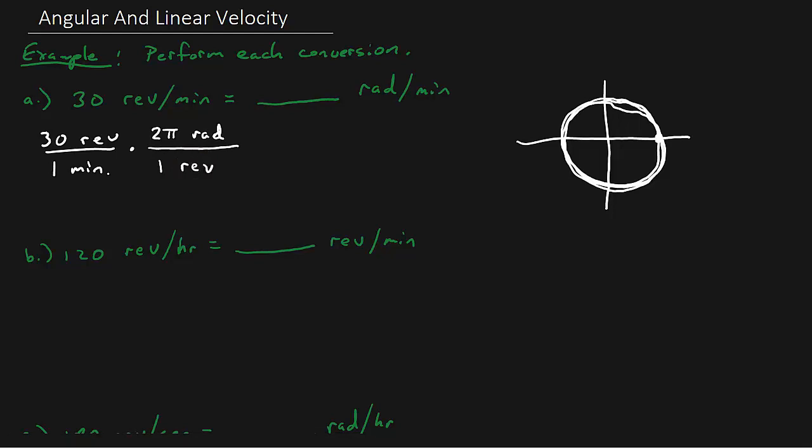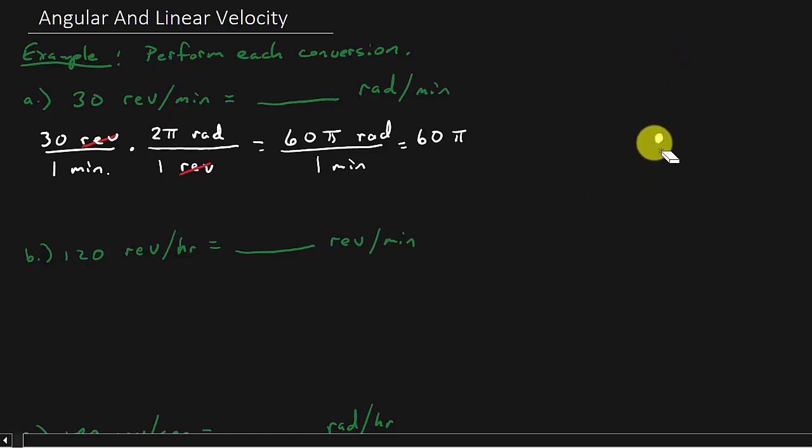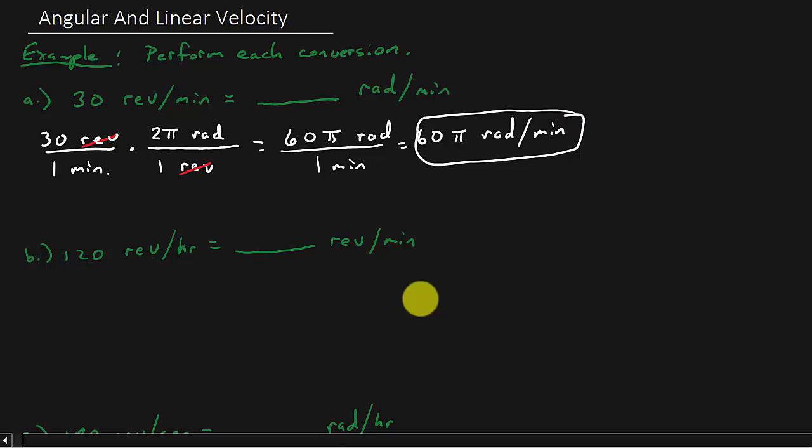All right, so now you can see here the revolutions cancel out, and so I'm left with, multiply, that's 60 pi, and that's what? Radians, because the revolutions canceled out, per 1 minute. And so that gives me 60 pi radians per minute. And that's your answer. All right, so let's look at the next one.